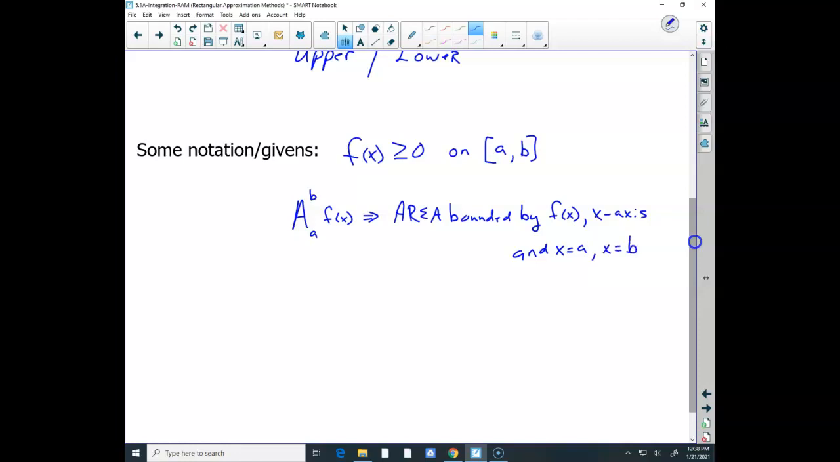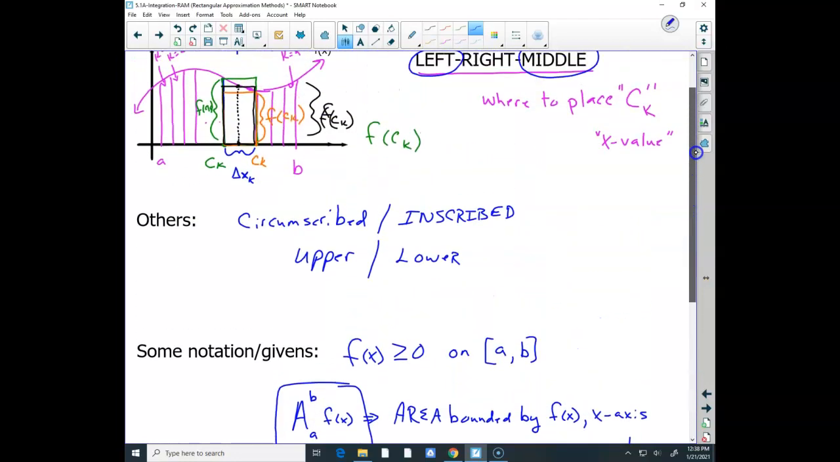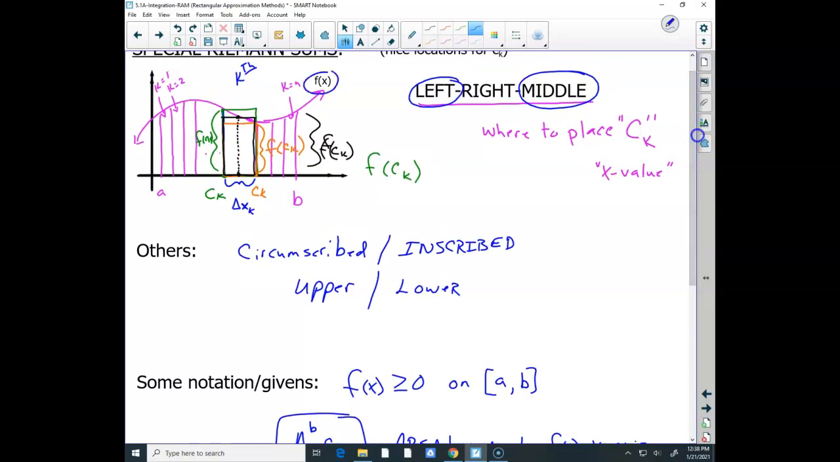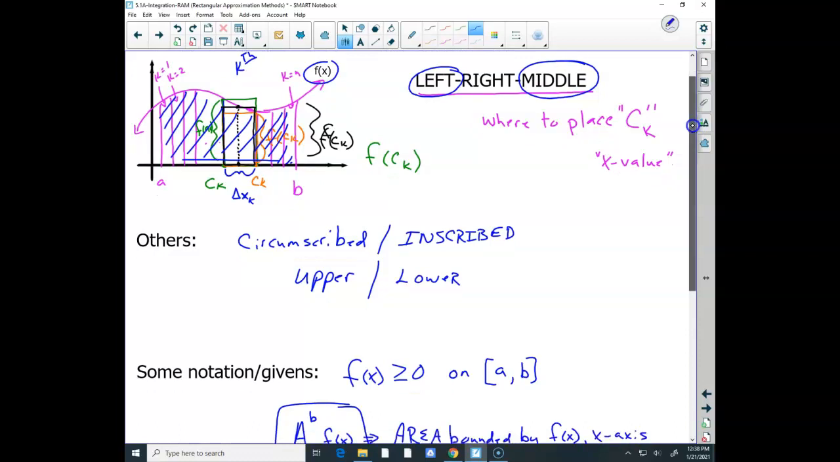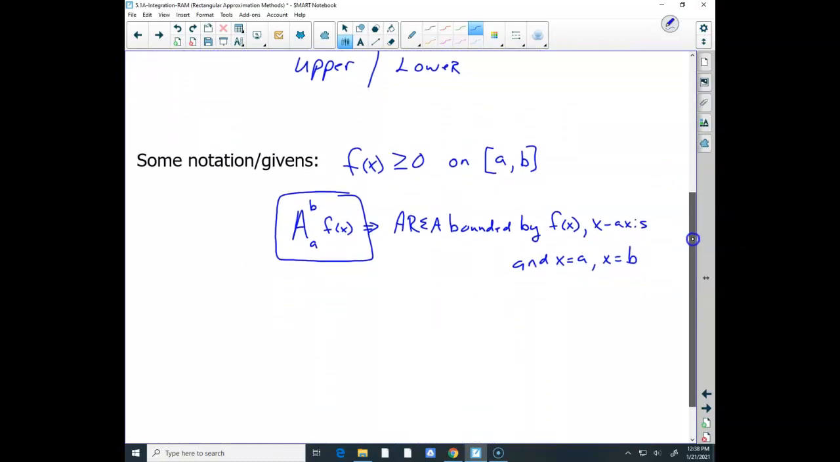So basically, this notation right here is saying, here's my function f of x, find all this area from A to B, find all that blue area. Okay, so that's what we're picturing. It's just a little different notation. Different authors do things a little bit differently.